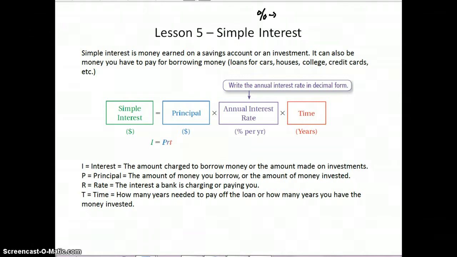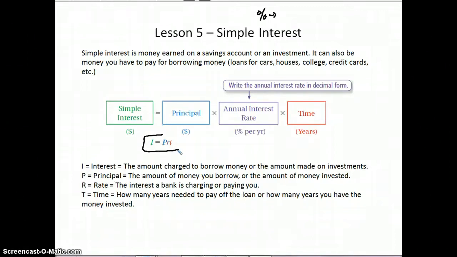There's something called compound interest too, and sometimes different situations use different ones. Simple interest is compounded yearly, meaning you find the interest once a year, and compound interest is compounded sometimes more frequently than that. So here's our formula.